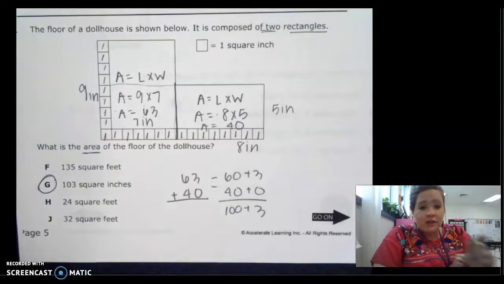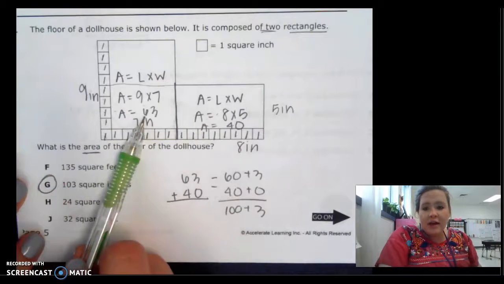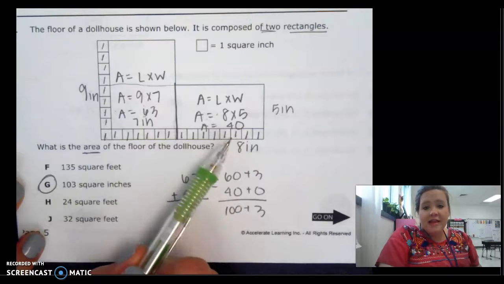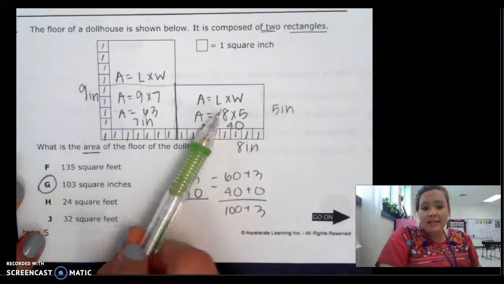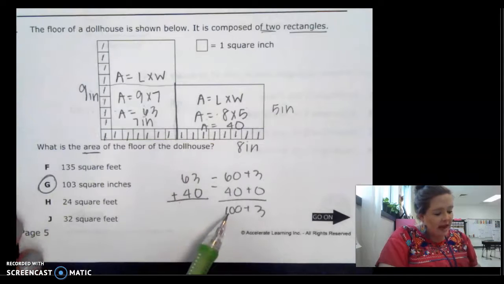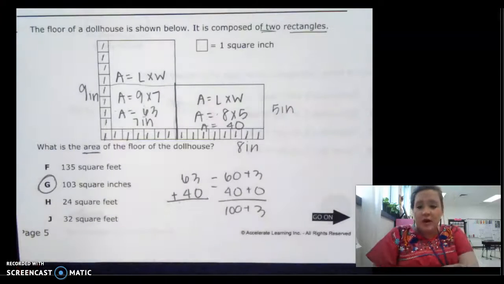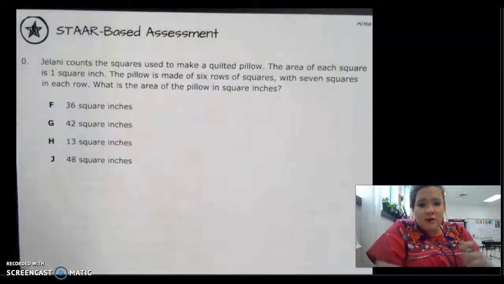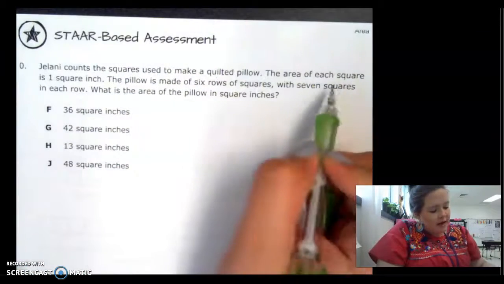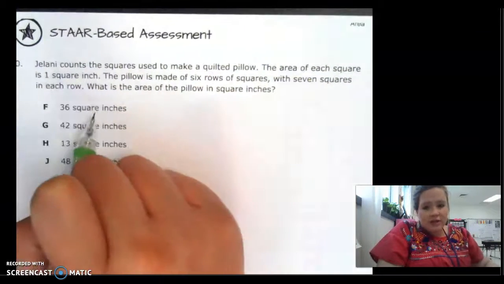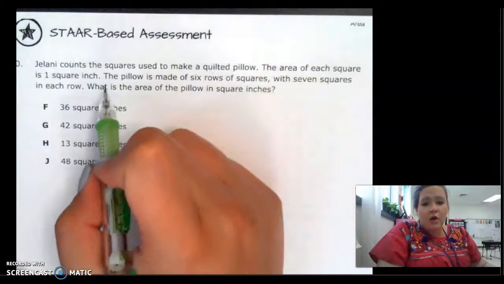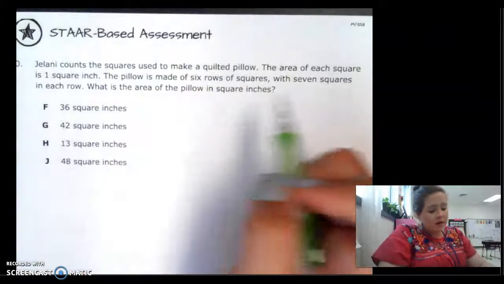All right, so when you multiplied 9 times 7, you should have got an area of 63 inches. And then this one, when you multiply 8 times 5, you get an area of 40. You add both of those together and you get an area of 103 square inches. All right, let's look at this last question. Jelani counts squares used to make quilted pillows. The area of each square is 1 square inch. The pillow is made of 6 rows of squares with 7 squares in each row. What is the area of the pillow in square inches?